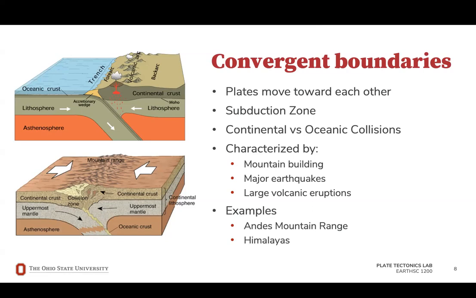The next type is oceanic-oceanic, where two oceanic plates are converging, and the result is the subduction of one oceanic plate beneath the other, which results in the formation of deep trenches. The last type of convergence is continent-continent, where two continental plates are converging, and that results in mountains like the Himalayan mountains.